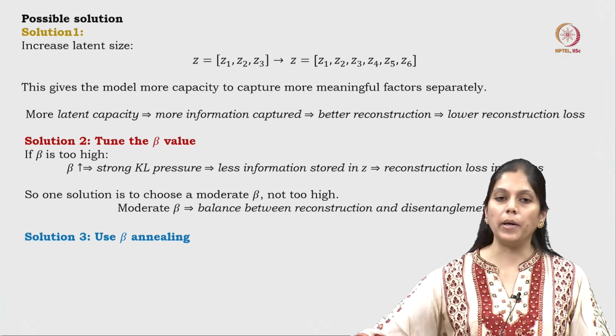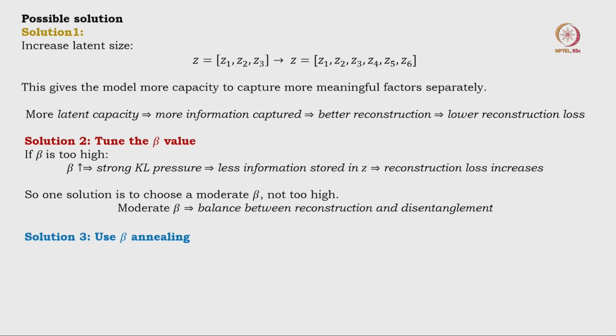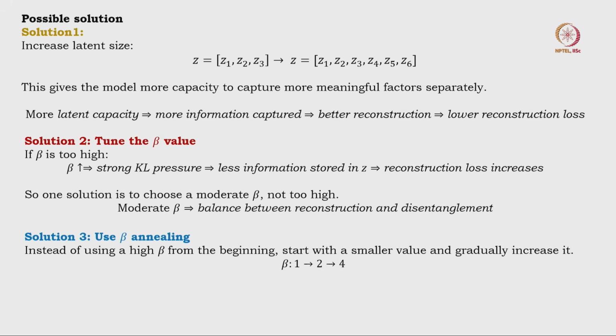Next is to use beta annealing. So the third solution is beta annealing. What is beta annealing? Go back to the reconstruction loss and think, can I have beta value as 0? When we have beta value as 0, the entire second term becomes 0. Which means you are enforcing the model to focus only on reconstruction first and get a good quality reconstruction. So instead of using a very high beta value, start with a very small beta and gradually increase it.